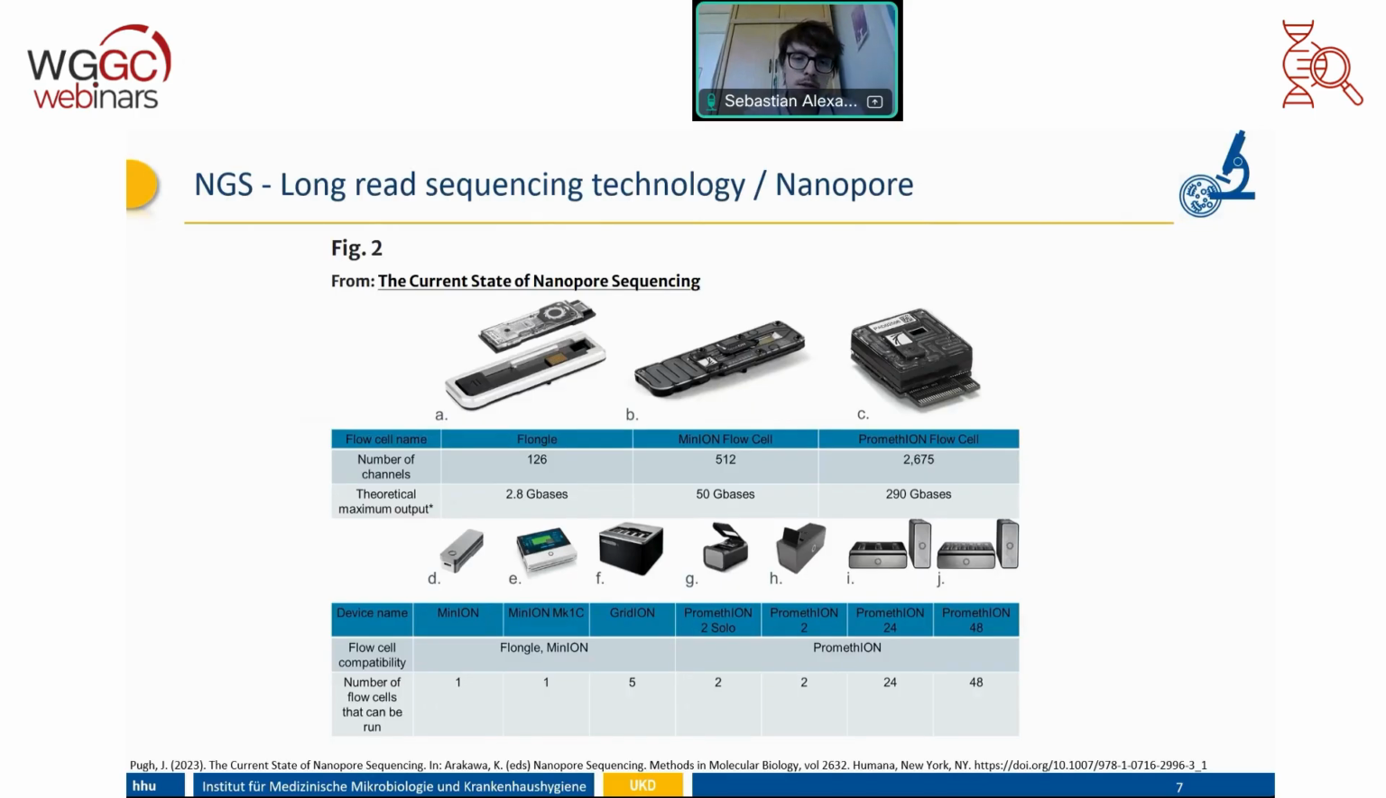And you can use these flow cells on different devices. For the MinION and Flongle, you have the MinION and GridION devices. Then there are the PromethION devices, and we are using the PromethION 24, where you can run 24 of these flow cells at the same time.